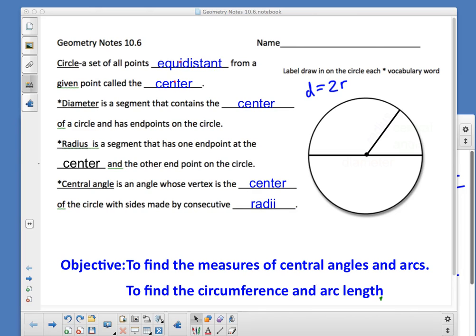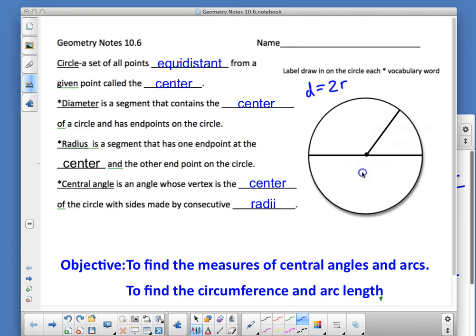Okay, so now here's the deal. When we're talking about circles, it's a set of all points that are equidistant from the center, and that center is located here, and that's how we name a circle. So if I have this as circle C, maybe I'll talk about it as circle C when I write it down notation-wise. I just won't write out circle.